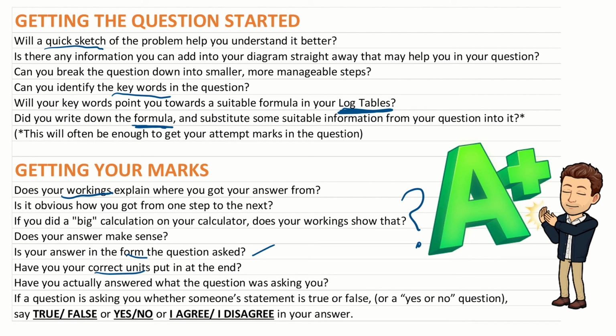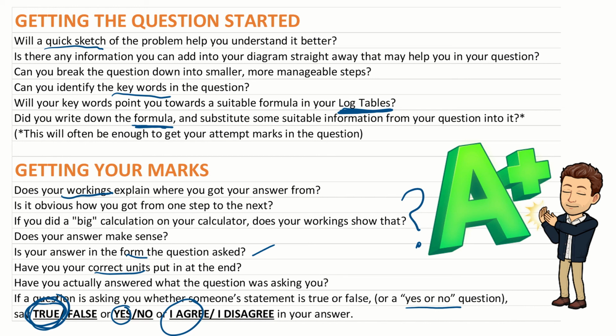And like what I said before, if a question is asking you whether the statement is true or false, or yes or no, make sure you write either true or false, or yes, or I agree. Make sure you actually physically write that down. Otherwise, you may be looking at only 5 out of your 10 marks, even if you have all your workings. So you need to put in the actual English word and then the maths to back it up.